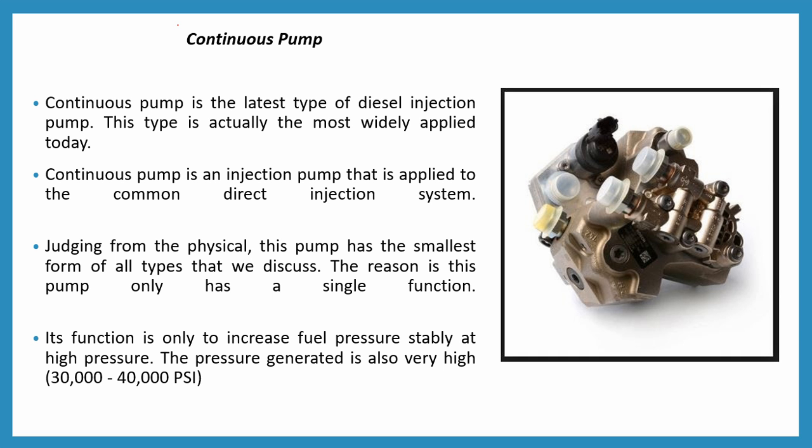The pressure is generated at a very high level. That means it creates 30,000 to 40,000 psi pressure. The higher pressure range lies in between 30,000 to 40,000 psi. So here is the picture of the continuous pump.